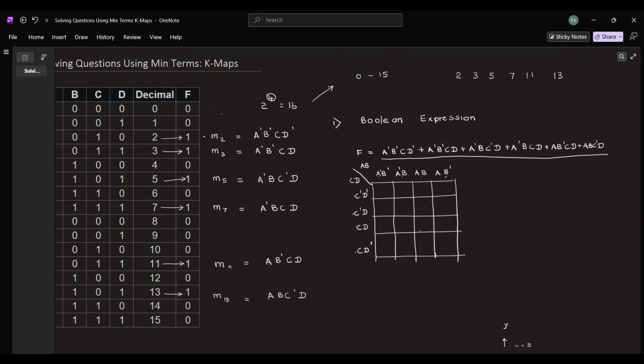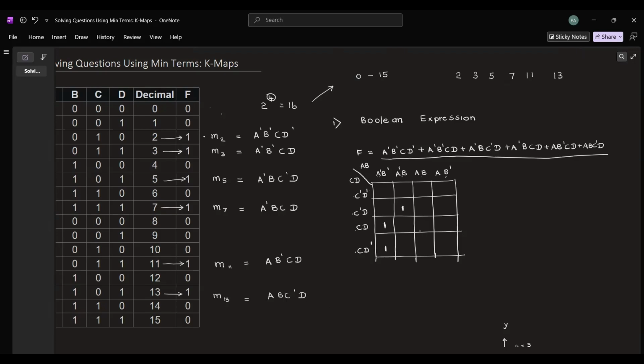Okay. Now we have to mark the minterms, the corresponding minterms. So we have A bar, B bar, C, D bar. So it should come here. And we have A bar, B bar, C, D. So it should come here. And then we have A bar, B, C bar, D bar, C bar, D. So A bar, B is here in this direction. C bar, D is in this direction.